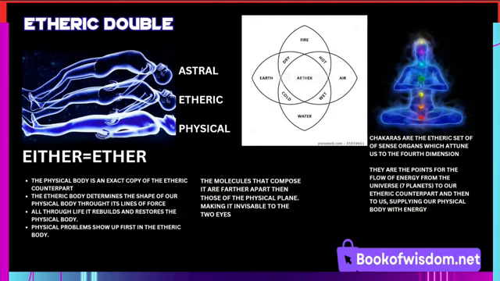Okay? The etheric body determines the shape of our physical body through its lines of force. All through life, it rebuilds and restores the physical body. Physical problems show up first in the etheric body, because as above, so below. You manipulate the higher planes, it will manipulate this plane. And this is why sorcery works. Contact with astral plane entities, we'll get into that a bit later.